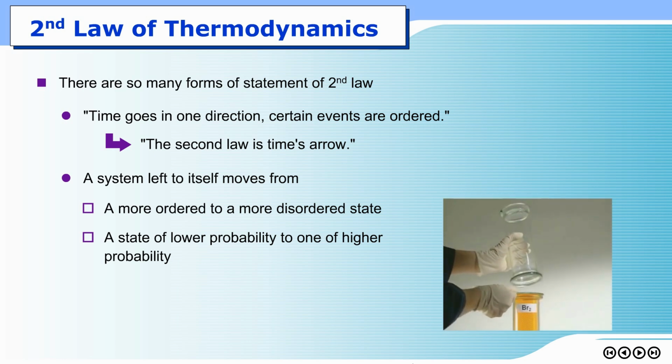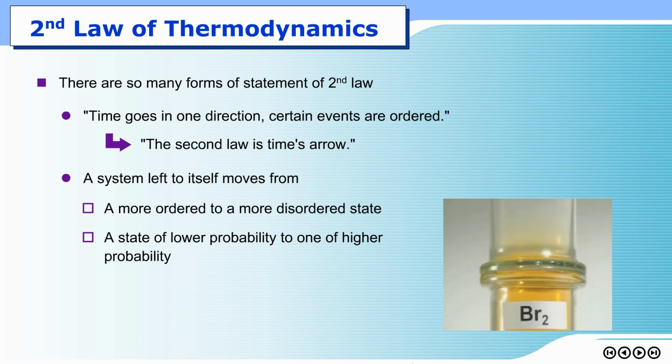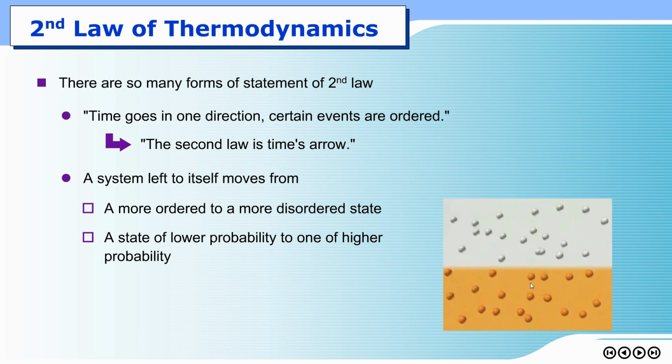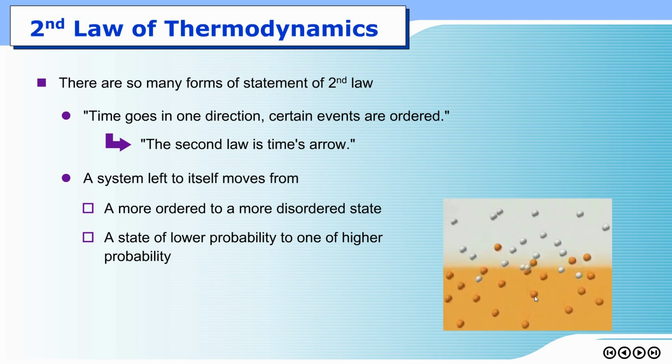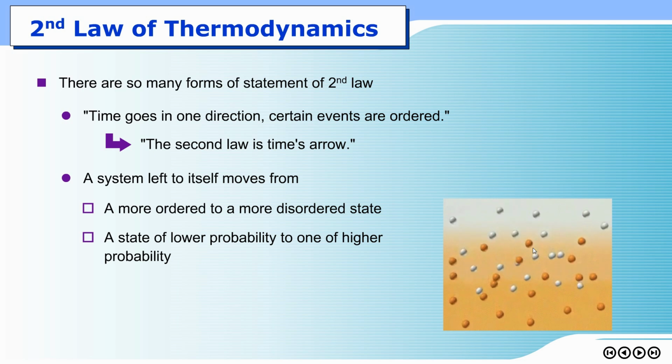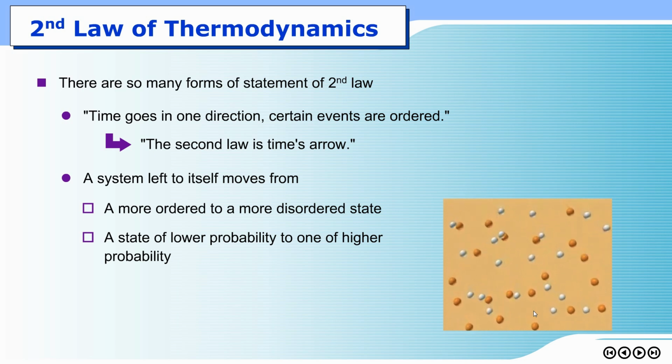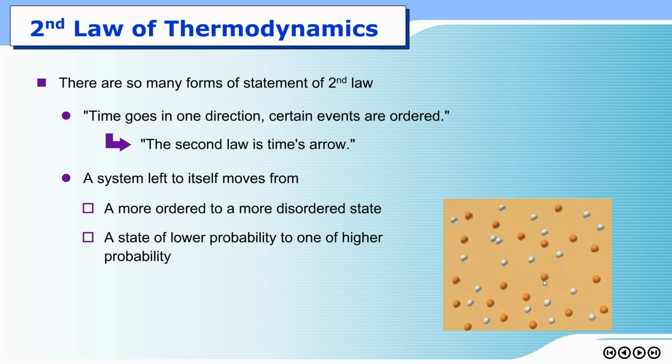Examples like this: if you have bromine gas, which is orange in color, and you put air on top like so, before we take the separator out, the system is in order, or it has lower probability to occur. But once you remove the separator, bromine would diffuse into the air up there. At the molecular level, you see the movement of bromine gas upward into the air, and there's a movement of air downward to the bromine. There's a mixing between the two gases.